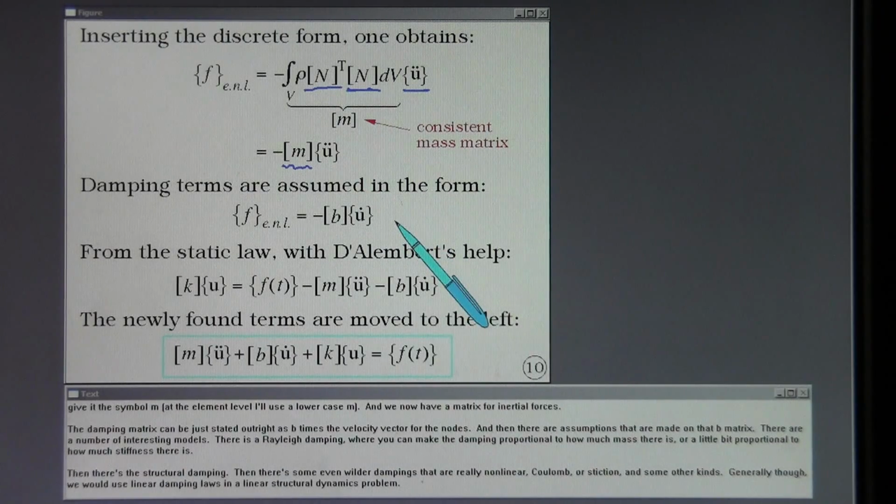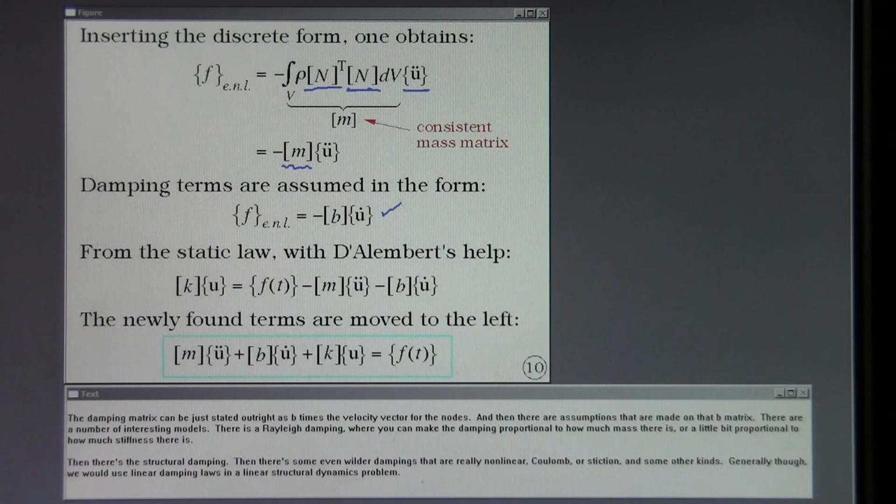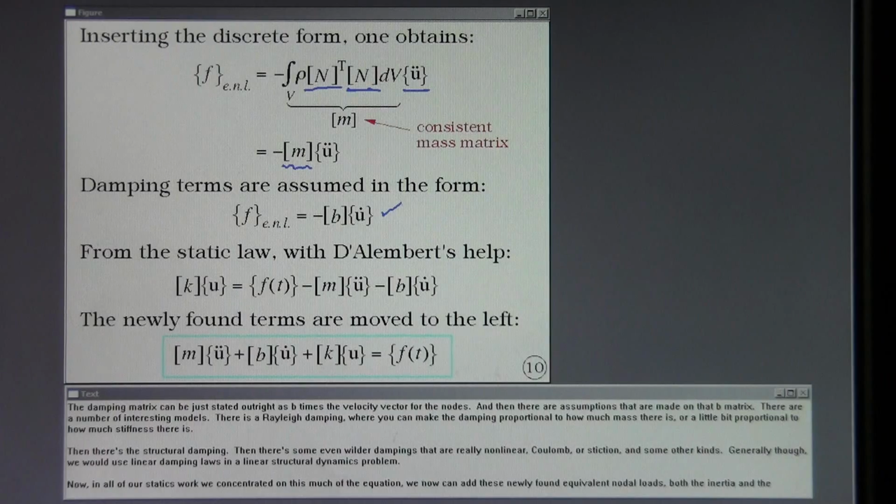The damping matrix can be just stated outright as B times the velocity vector for the nodes, and then there are assumptions that are made on that B matrix. There are a number of interesting models. There is a Rayleigh damping where you can make the damping proportional to how much mass there is, or a little bit proportional to how much stiffness there is. Then there's the structural damping. Then there's some even wilder dampings that are really nonlinear, a Coulomb or a Stiction, and some other kinds. Generally, though, we would use linear damping laws in a linear structural dynamics problem.